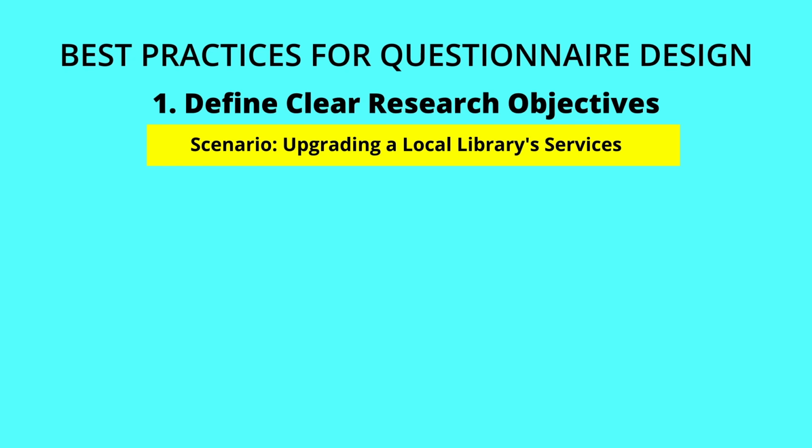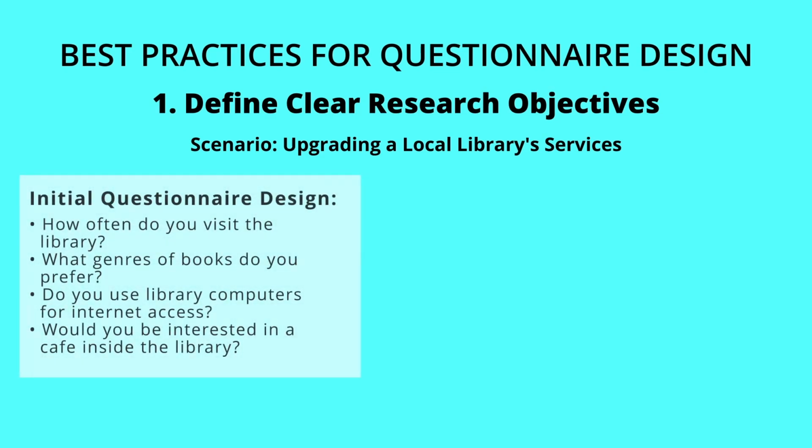The objective is to identify which library services or facilities residents would most value as additions or improvements. First, without a clear research objective in mind, the library's initial questionnaire included questions such as, how often do you visit the library? Also, what genre of books do you prefer? Also, do you use library computers for internet access? And would you be interested in a cafe inside the library?